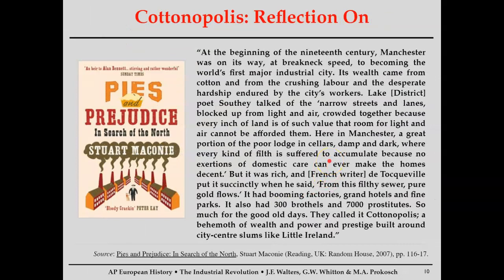All right, this is kind of a neat little reading about Manchester in particular. The nickname of Manchester was Cottonopolis because, of course, it produces many cotton textiles. And it's a fun little read, so you can read that if you'd like.